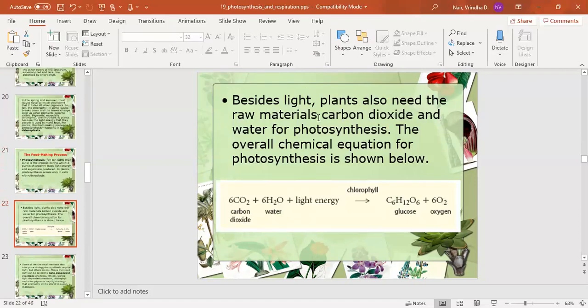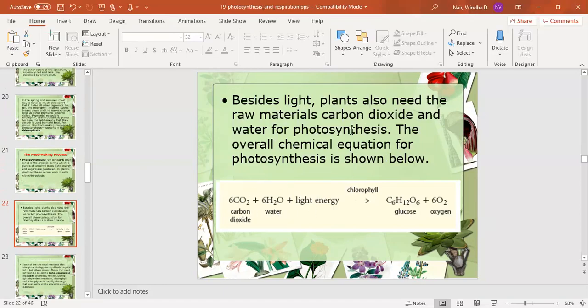Besides light, the plant also needs raw materials like carbon dioxide and water for photosynthesis, and the overall chemical reaction, of course, I've talked about multiple times in the classroom. So 6 molecules of carbon dioxide and 6 molecules of water, along with light energy and chlorophyll, produce something called glucose and release oxygen. This is the formula for glucose, C6H12O6, and then of course you have oxygen, which is O2. CO2 is carbon dioxide, and H2O is water.